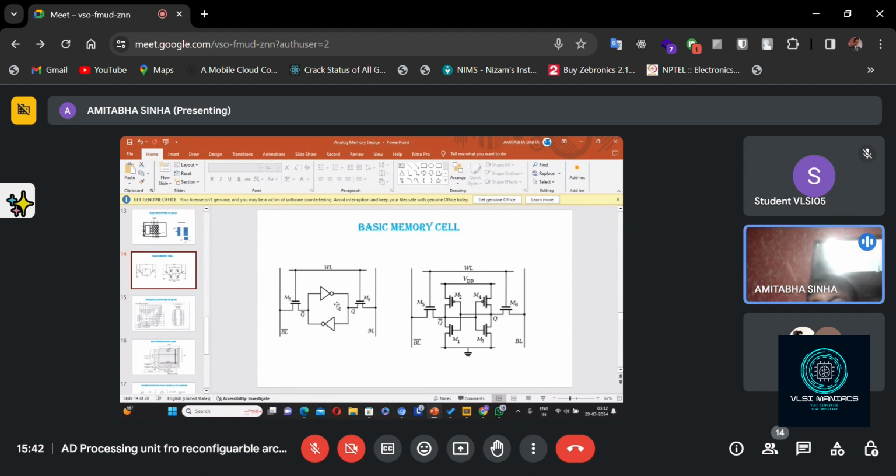Now what we can do, we can replace this NOT gate by these transistors, because here we are using CMOS. In a CMOS NOT gate, how many transistors are used? 2 transistors, sir. So for both of them, 2 and 2, 4 transistors will be used. Listen, the output of one NOT gate will be connected to the input of another NOT gate, and vice versa. So this is the concept of the memory cell. So this is the basic memory cell.